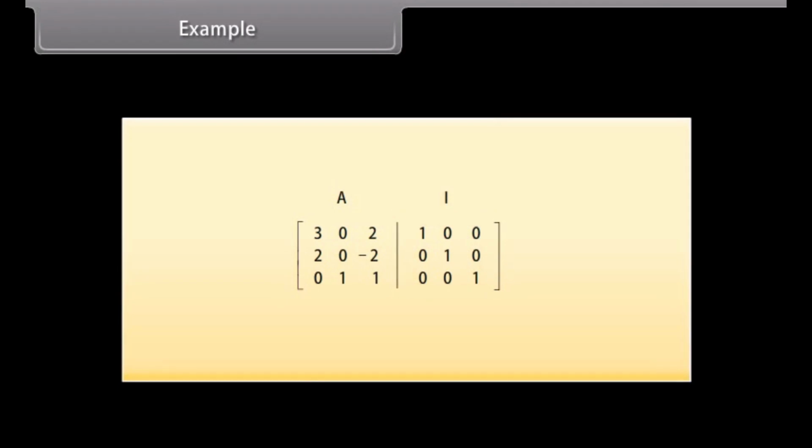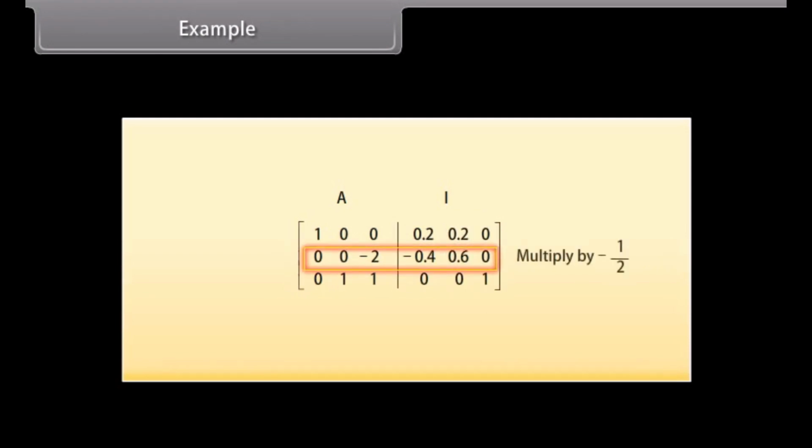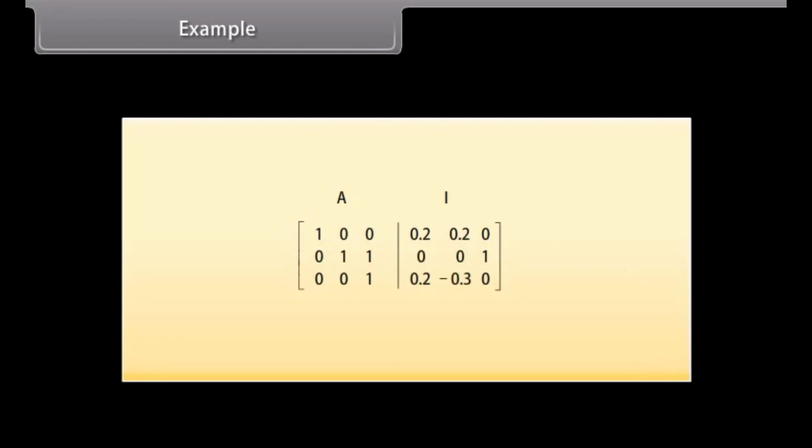In this example, our first step is to add row 2 to row 1. Then divide row 1 by 5. Then take 2 times the first row and subtract it from the second row. Multiply the second row by minus 1 by 2. Now swap the second and third row. Last, subtract the third row from the second row. And we are done.